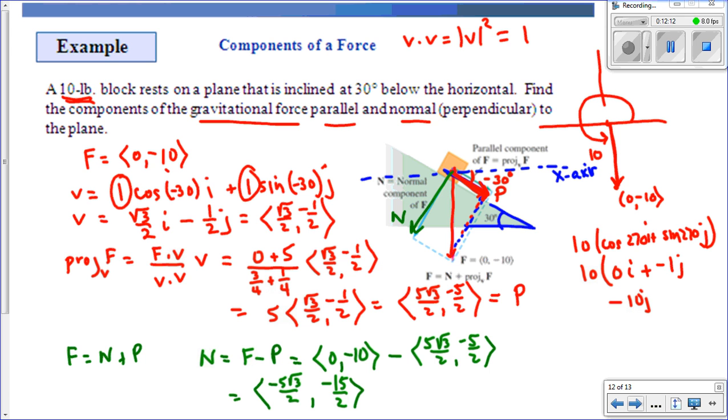And if you want to check, P dot N needs to be 0 because they're supposed to be orthogonal. So if we did P dot N, we would have 25 times 3 over 4, and it's going to be negative, and then plus 75 over 4, which is 0. So P is orthogonal to N.